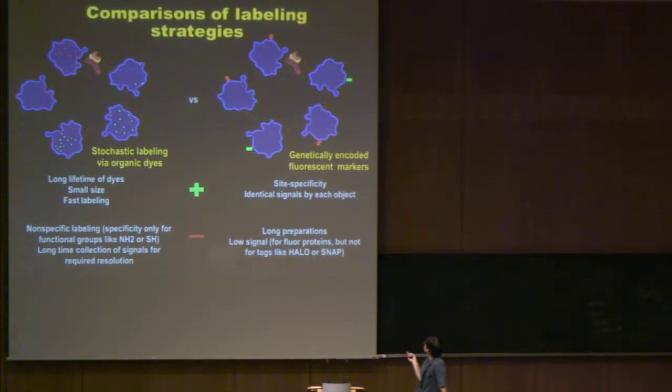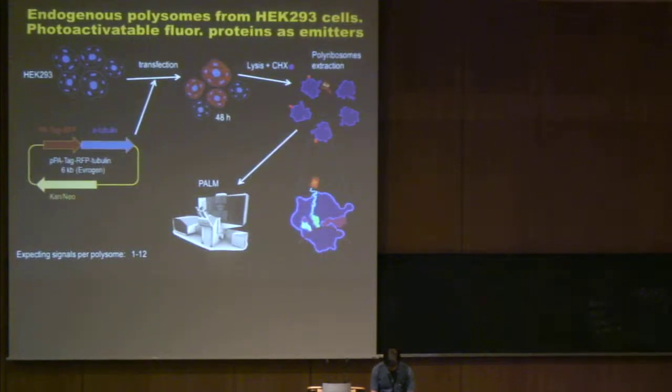The advantage of this approach is clear. We have only one or two controllable signals per ribosome, and the amount of fluorescence from each molecule is the same, identical. So we have tried this.